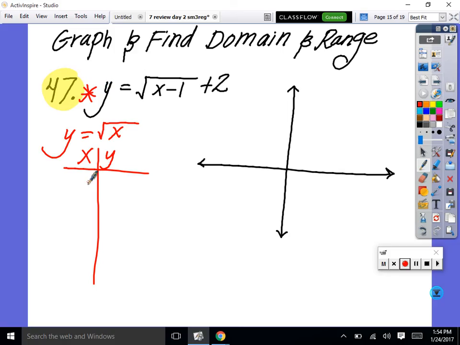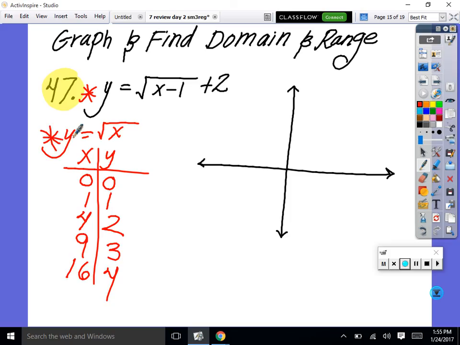Let's start with 0. Square root of 0 is 0, square root of 1 is 1, square root of 2 is a decimal. Let's not use it. Square root of 3 is a decimal. Square root of 4 is 2, square root of 5, 6, 7, 8, 9. Square root of 9 is 3. Let's do another one. Okay, that's enough parent points. Where did I get that from?